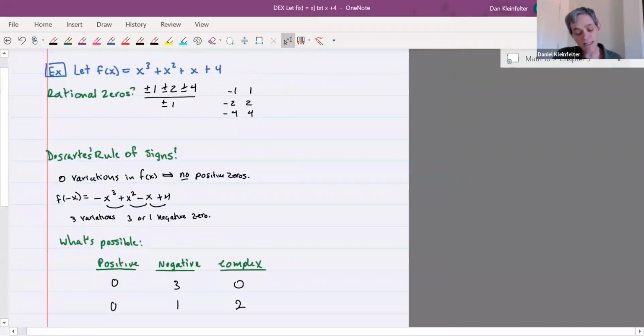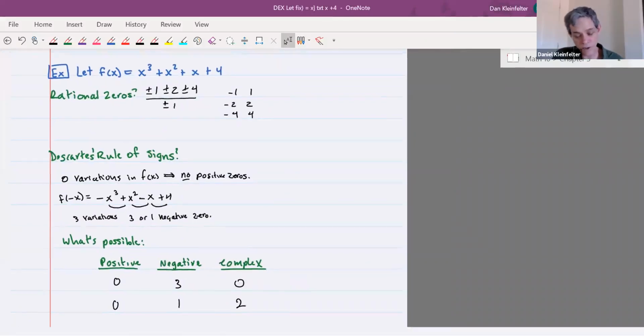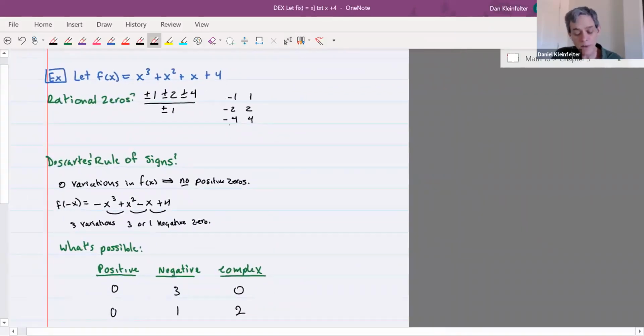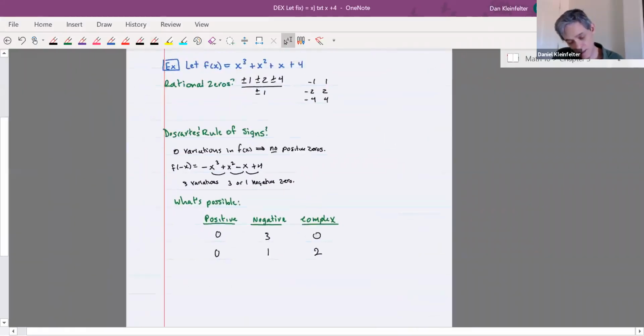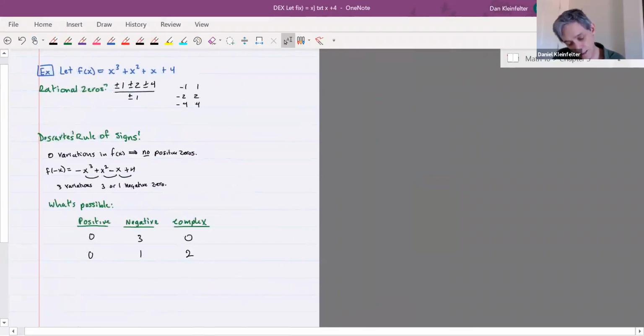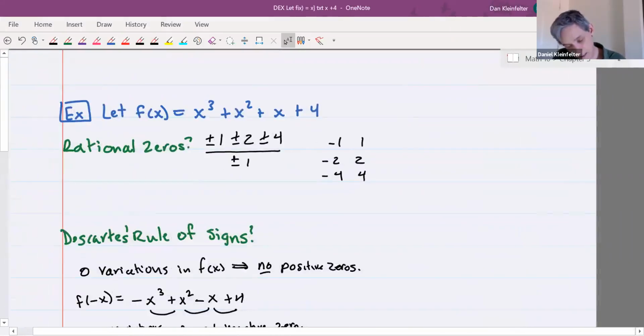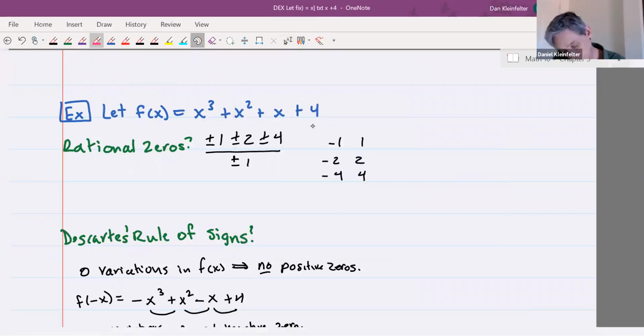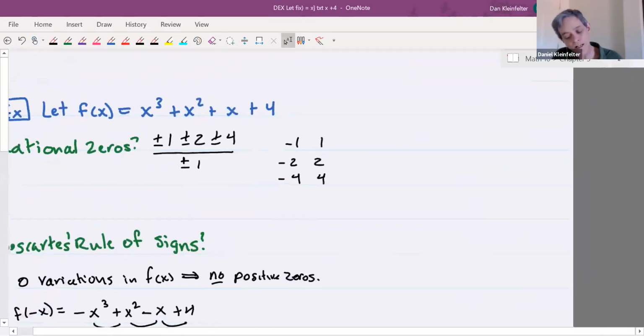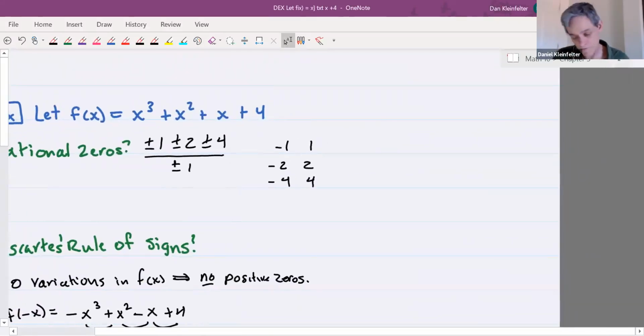As far as checking to see if any of these are zeros, we could do trial division. We know, though, at this point, all we have to check is the negative ones. So let's start working on that. Let's do that up here. I'm going to start with negative 1 and just kind of go in order, okay? So negative 1, we want to see if that's a 0. It's 1x cubed, 1x squared, 1x, and a 4.